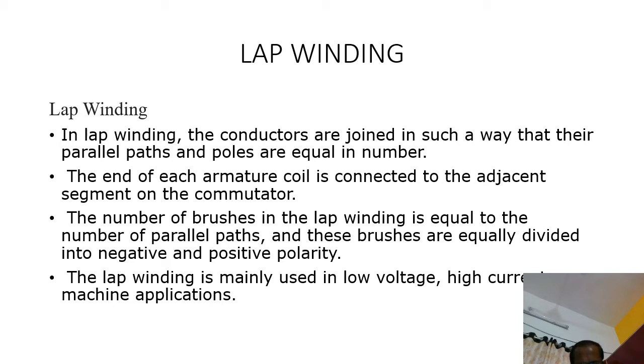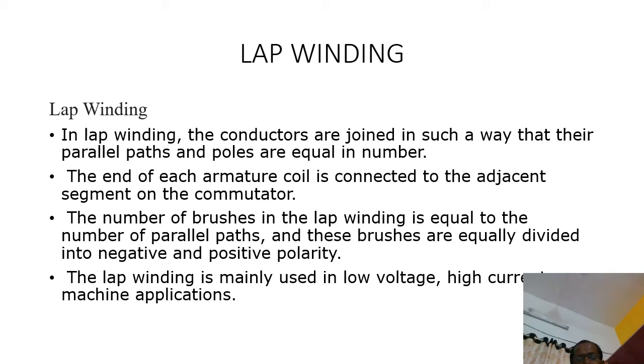From that, what we have to learn is what type of winding is actually used. One is lap winding, one is wave winding. One by one, we are going to discuss the important points of lap winding. In lap winding, the conductors are joined in such a way that the parallel paths and poles are equal in number. So in lap winding, the number of poles P is equal to the number of parallel paths.